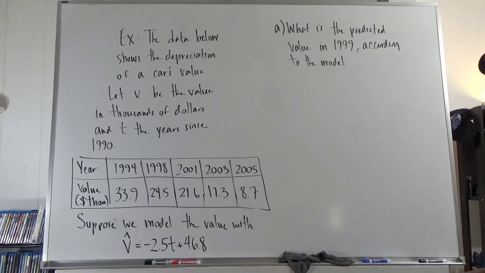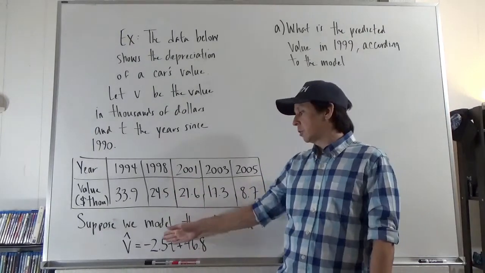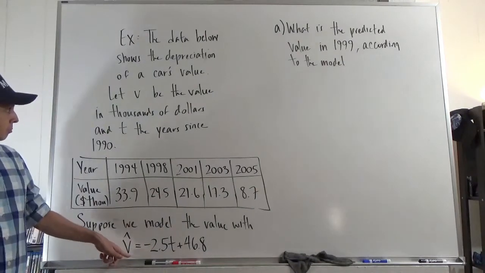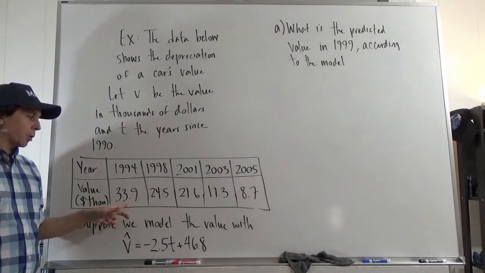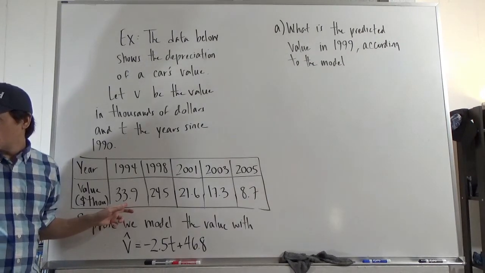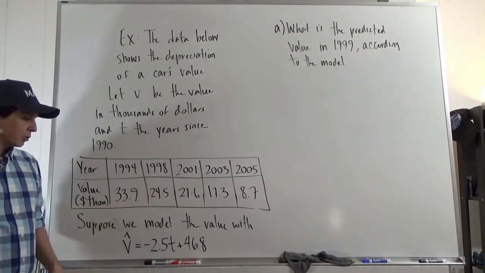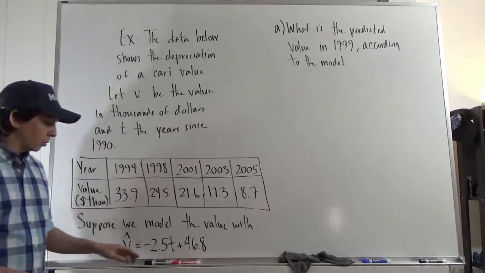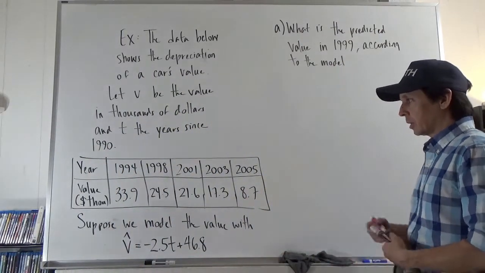Now, the additional wrinkle is that you don't just plug in t, you have to make sure you know how v and t are defined specifically. V is the value in thousands of dollars. So this 33.9 means $33.9 thousand. This 24.5 means $24.5 thousand. T is the year since 1990. So you're not plugging in the full year, you're plugging in the number of years since 1990.